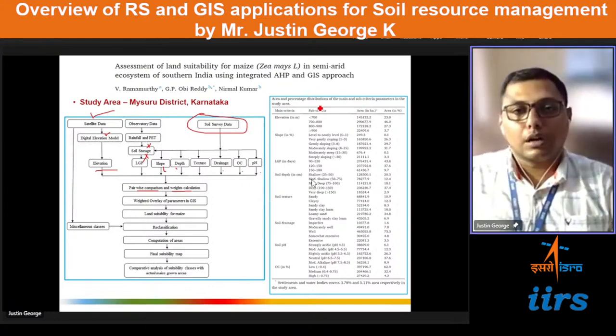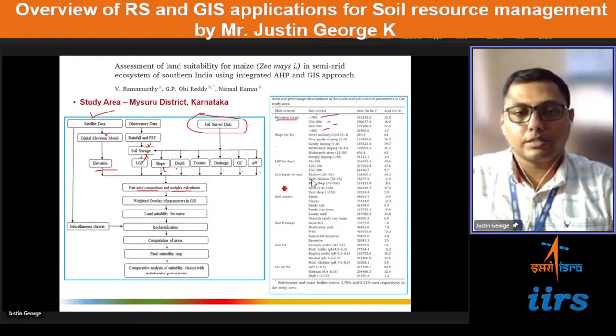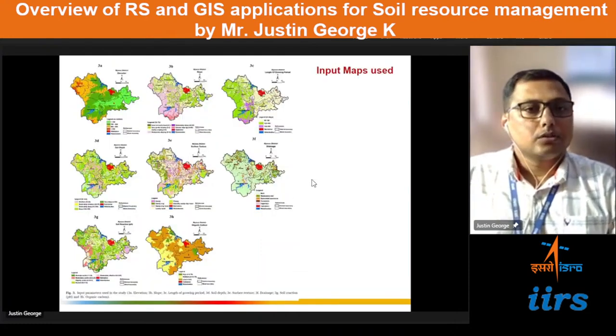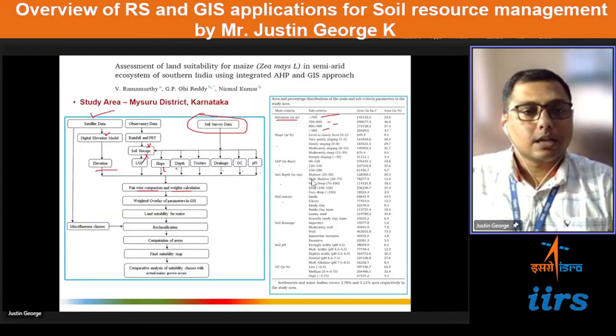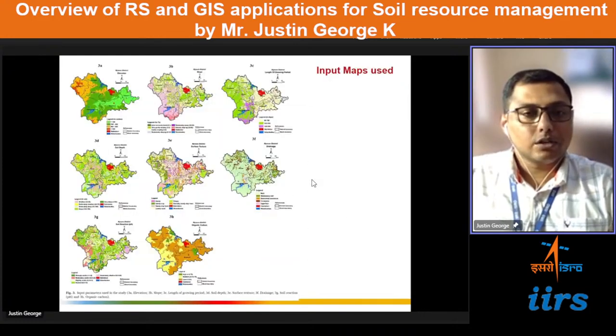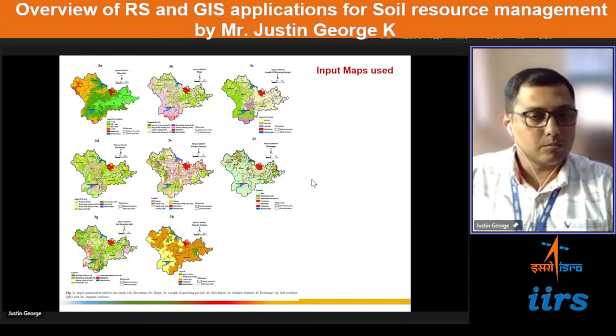So this is the main criteria and this is the sub criteria. Within the elevation itself, different classes were defined for the different types of suitability like slope, LGP, soil depth, soil texture, drainage, etc. These are the different input maps which are generated using geospatial technology, using ground validated, ground collected information, as well as the remote sensing input data.